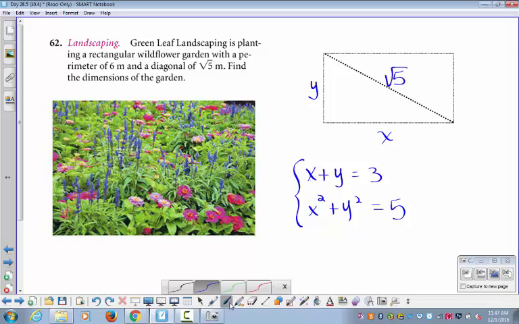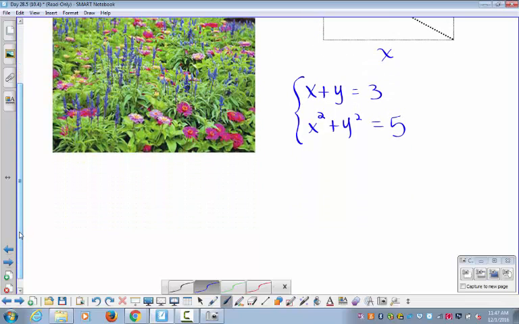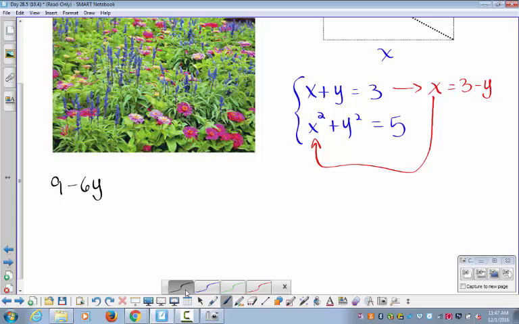So there's our nonlinear system. Now not too earth-shattering. We can solve for x or we can solve for y, doesn't matter. So if we solve that for x, then we take it and substitute it into the second equation. We're going to have 3 minus y quantity squared. So that's 9 minus 6y plus y squared equals 5.